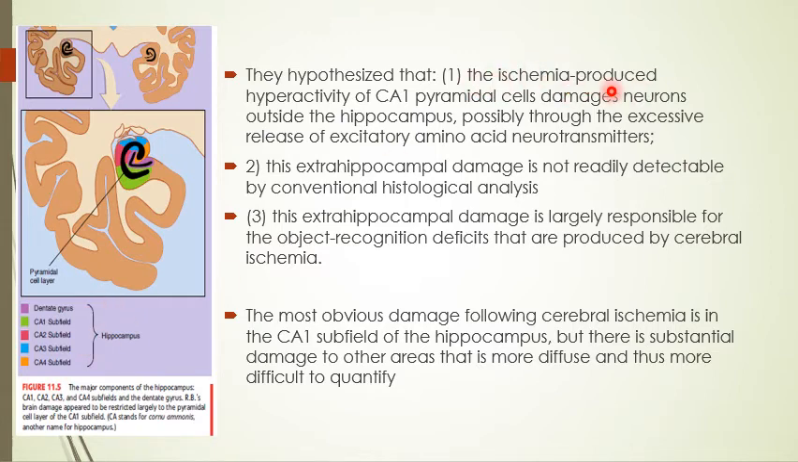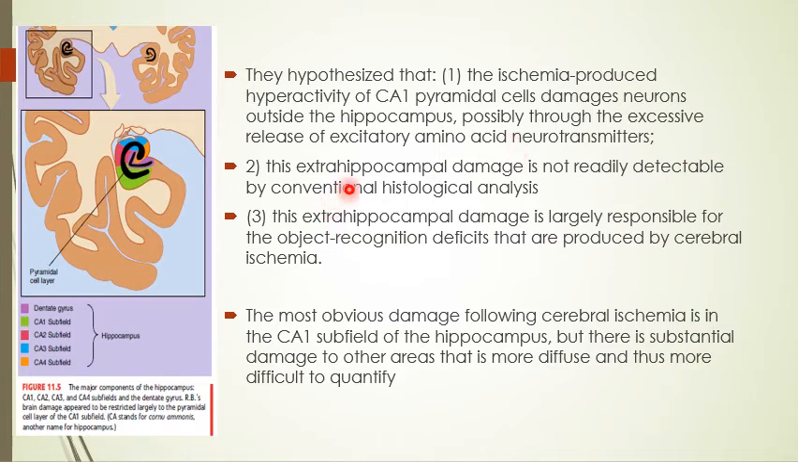So, the ischemia produced hyperactivity sa CA1 nga portion of the hippocampus damages neurons outside the hippocampus. Diba kay ningon sila nga nganong if small part of the hippocampus is damaged, grabe man ang deficit. But if kwaon ang hippocampus, gamay ra ang deficit in terms of object recognition memory. So their first hypothesis is kana, no? It's not really of the hippocampus per se, but maybe neurons outside or around the area of the hippocampus.